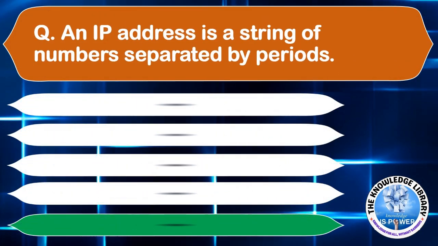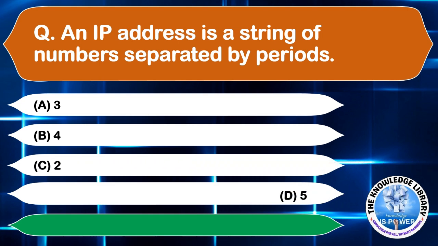The next question is: an IP address is a string of numbers separated by periods. Option A, 3; option B, 4; option C, 2; option D, 5. The correct answer is option B, 4.